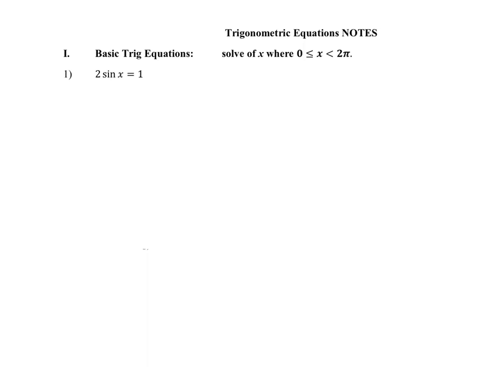Part 1. Basic trig equations. Solve for x where 0 ≤ x < 2π. Our basic strategy is to isolate the trig function and then find the appropriate angles using our unit circle.